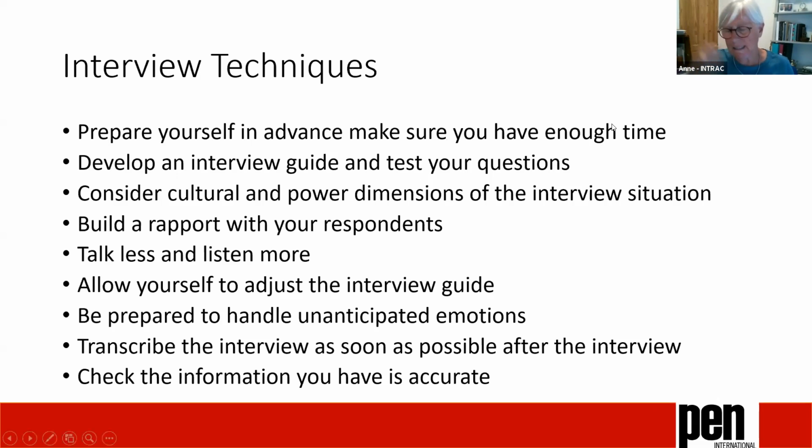Okay, so I just did a little summary, some tips really, for interview techniques. I think you have to prepare yourself in advance and make sure you have enough time. There is nothing worse, as a recipient of an interview, than finding that the person interviewing you suddenly cuts it short because they've got to go on and do the next one. So make sure you've got enough time and you're well prepared before you start.